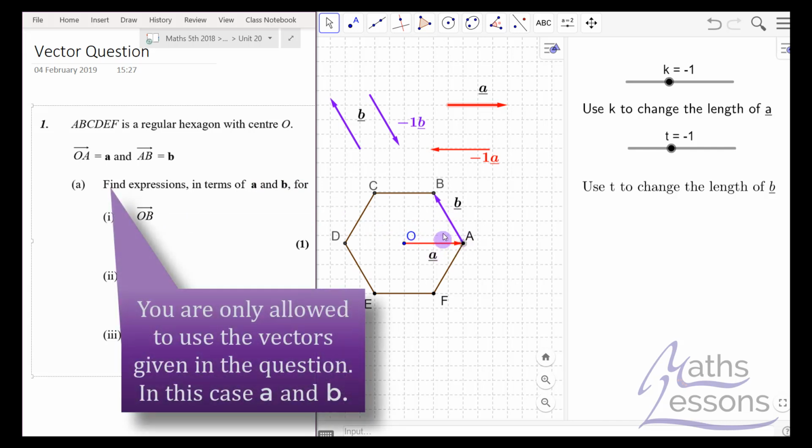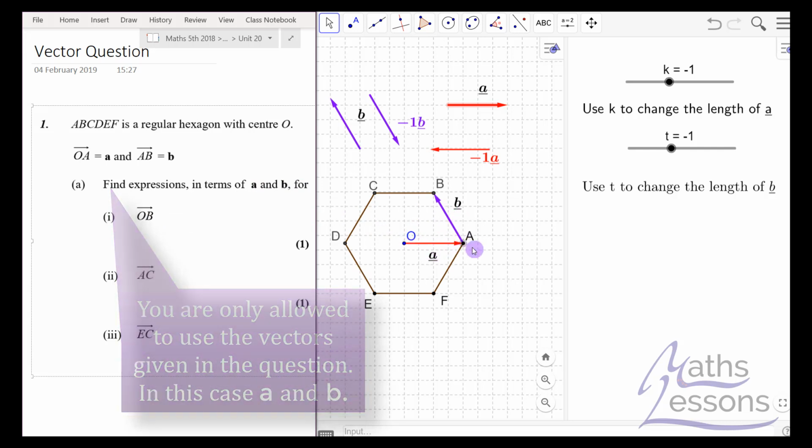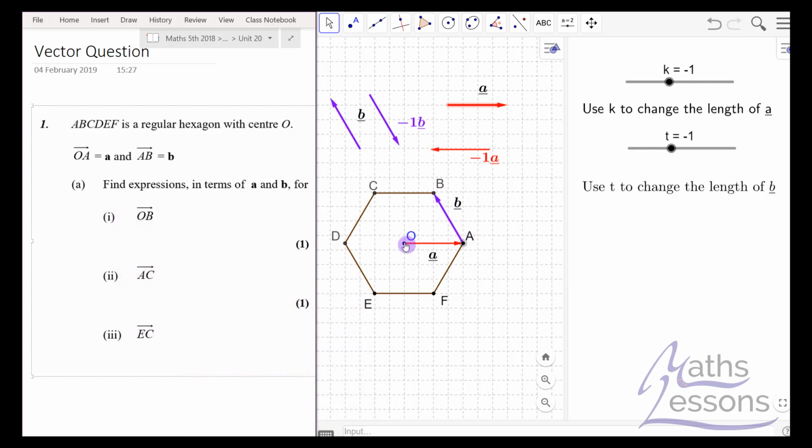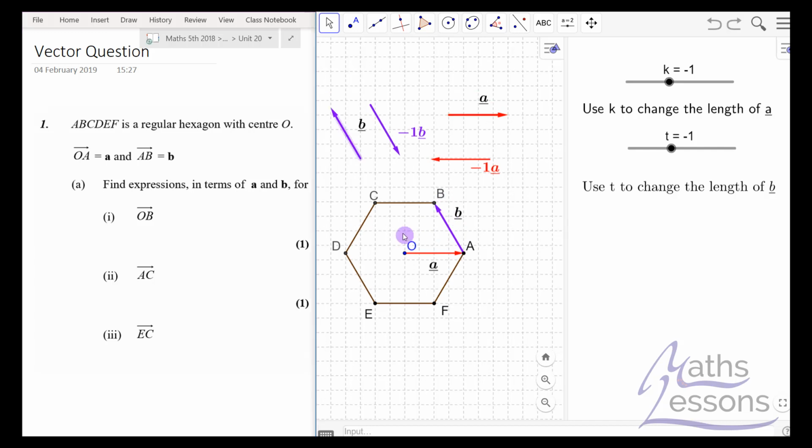We can't get there with just A or just B, but we can get there if we use A and B. So if you go A plus B, then we end up getting to OB. If you remember from the last video how we add a vector on by putting it on the end of another vector. So we just write the answer down as equal to vector A plus vector B.